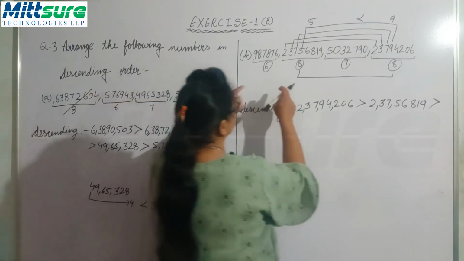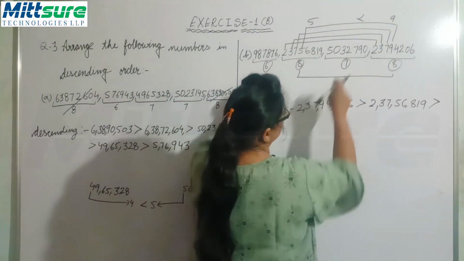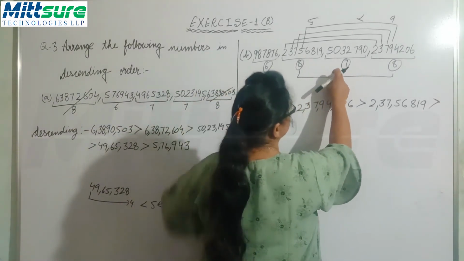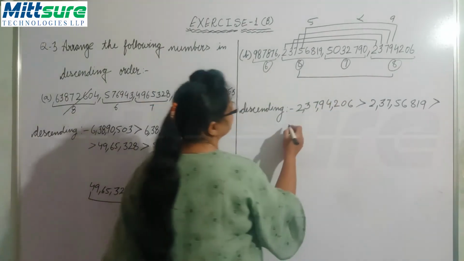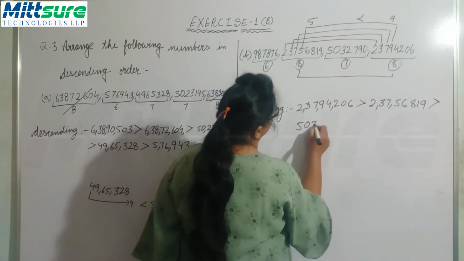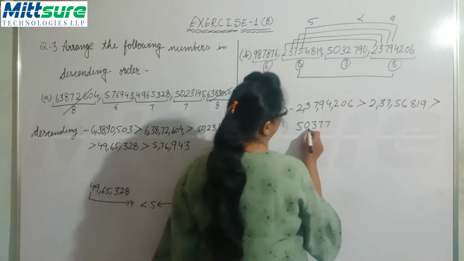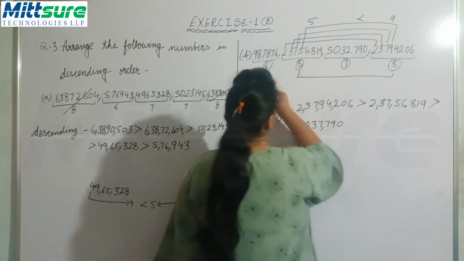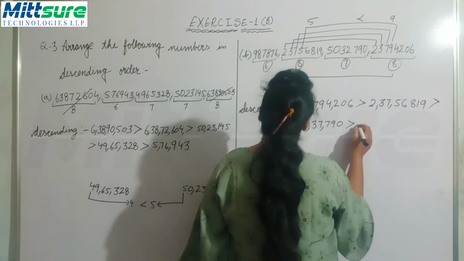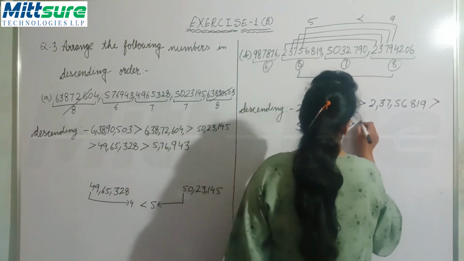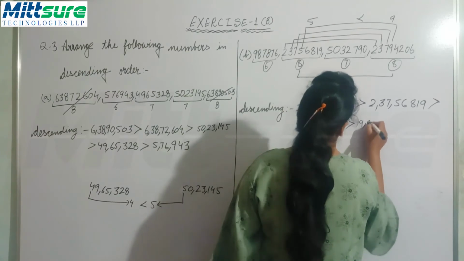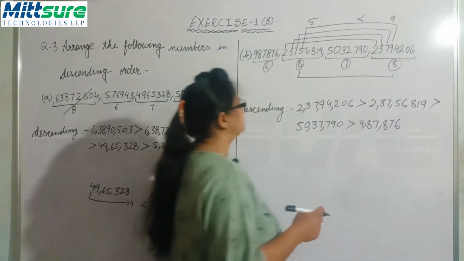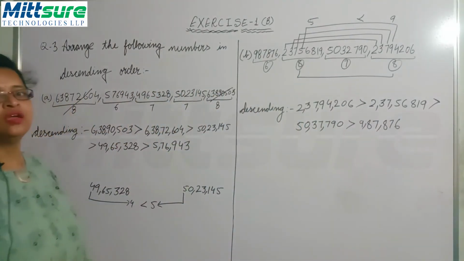Now we have to compare: this is 6 digit and this is 7 digit. So we know the 7 digit is greater than 6 digit number. So first we will arrange the 7 digit number, that is 50 lakh 37,790, and the smallest number is the 6 digit number. So we will write 9,87,876. Like this, we have arranged both numbers in descending order.